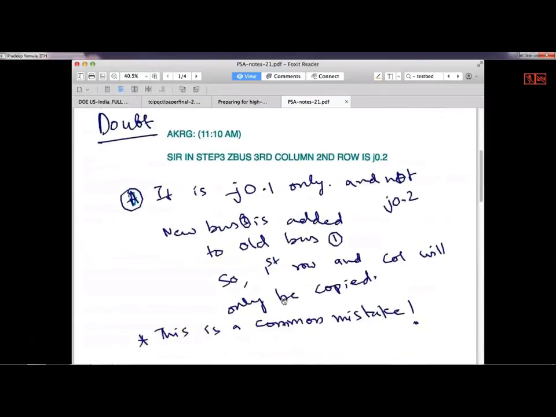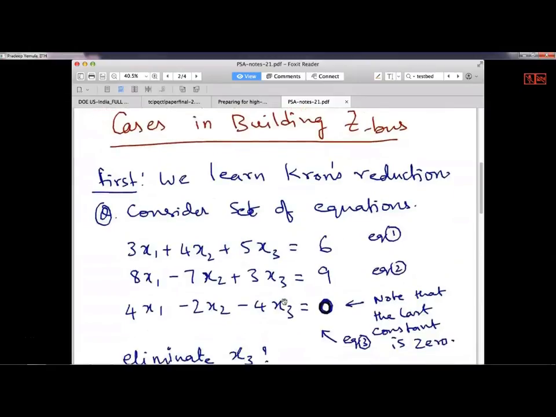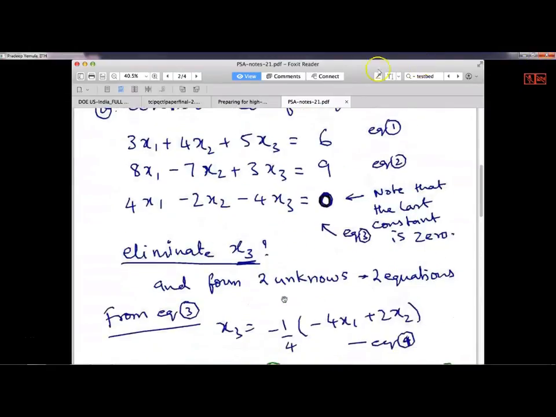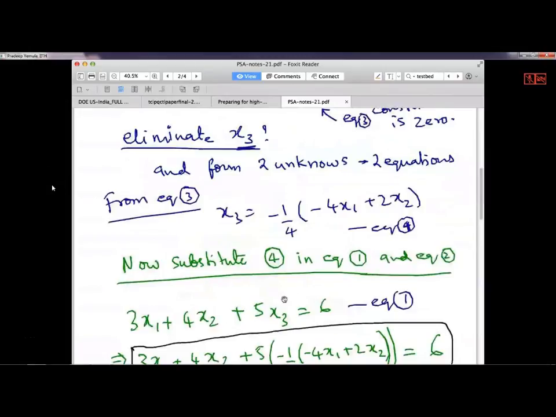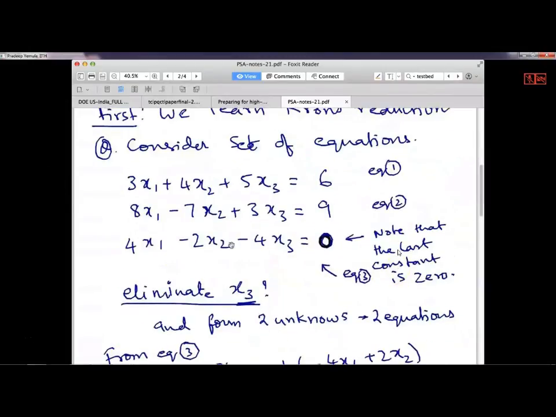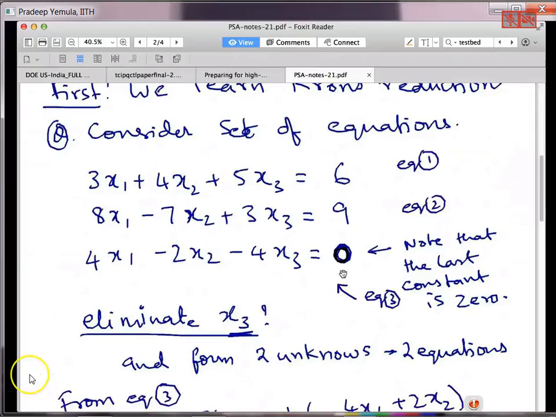Now, we also did some derivations in the last class. This is Kron's reduction, what you are seeing on the screen. There are 3 equations and 3 unknowns, where the right hand side of one of them is 0. How do we eliminate one of the equations? I can eliminate x3 and write it in terms of x1 and x2. So how to do that?